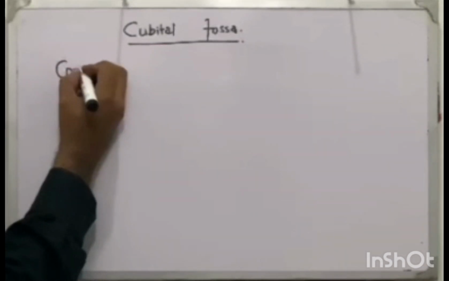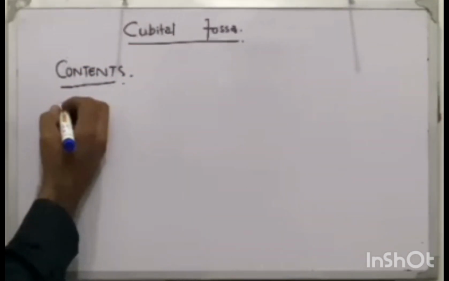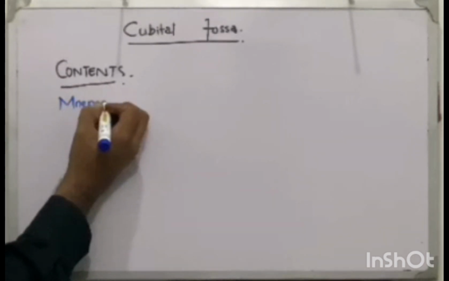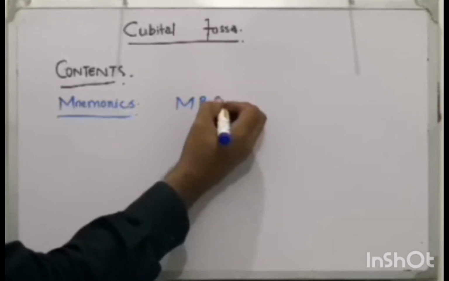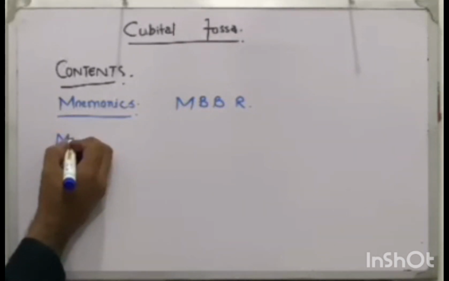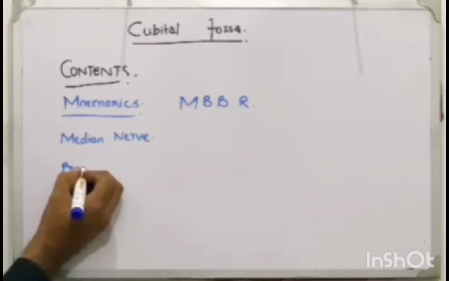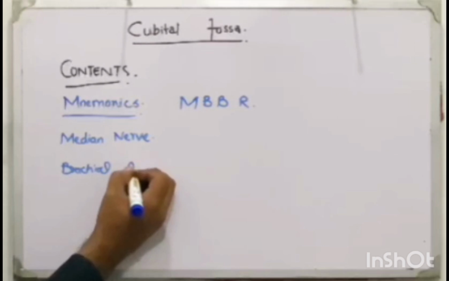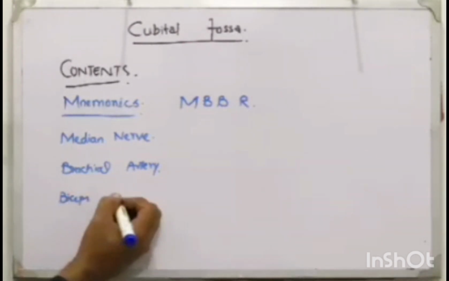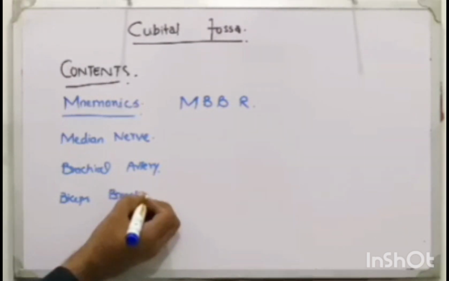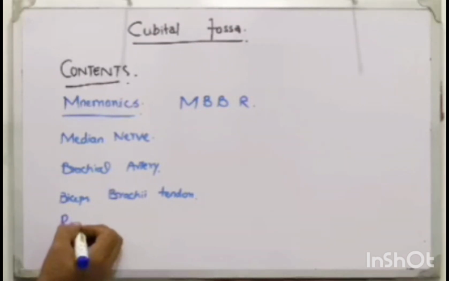Now, talking about the contents of the cubital fossa. We usually use the mnemonic MBBR, from the medial to the lateral side. M stands for median nerve, B stands for the brachial artery. Next, B stands for biceps brachii tendon, and R stands for radial nerve.